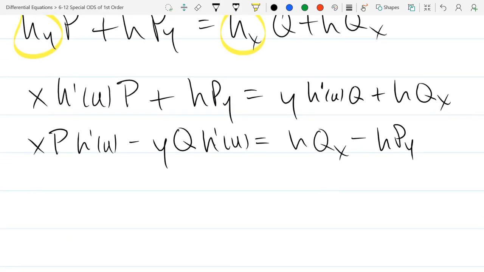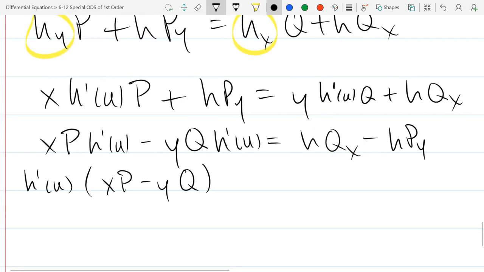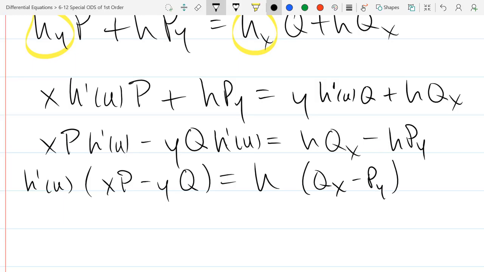HPY. All right, now we're going to factor out H prime and H off the respective sides. So we get H prime U times XP minus YQ, not to be confused with PX. So this is a multiplication, not some weird partial derivative notation. And QX minus PY. Now on the right side, it looks a little bit like I'm taking the function H and using QX minus PY as the input, which is not what we're doing. So I'm going to explicitly write the H of U.